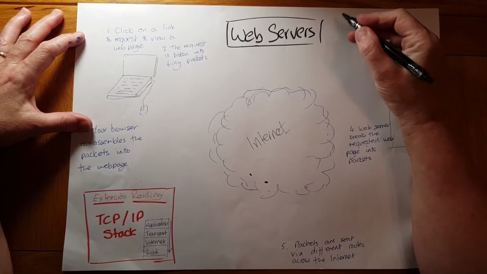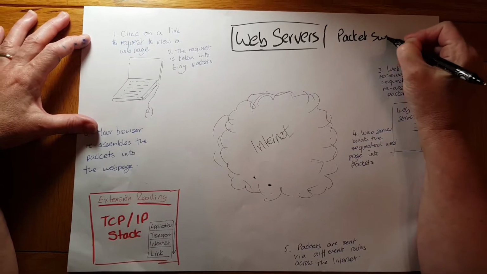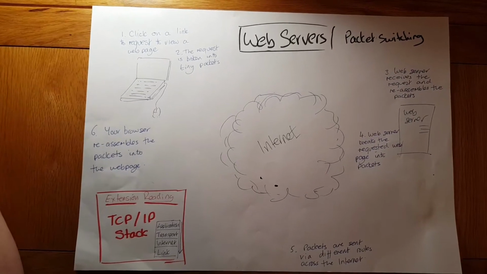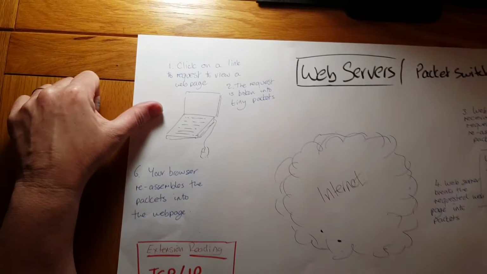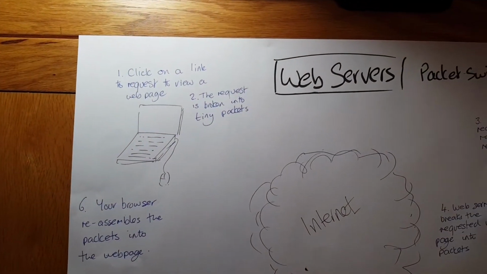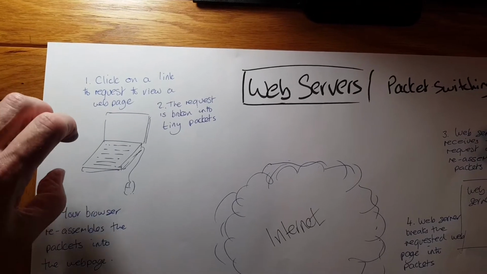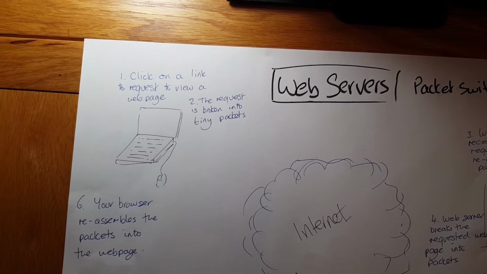One of the expressions you should know about is something called packet switching, which is what this process is. So the scenario is there's you on your laptop and you're going to click on a link to open up a YouTube video or a website or whatever. And it's the process of you actually clicking on that link and then seeing the website on your screen.